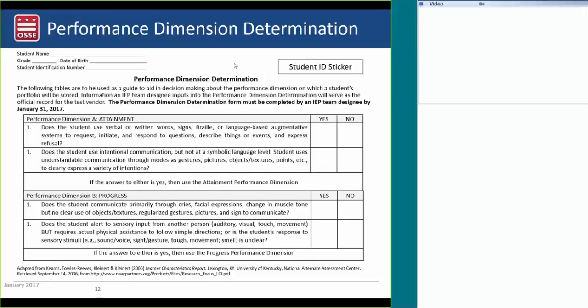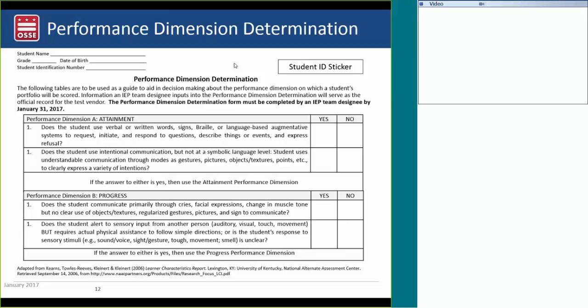For attainment, if your student uses verbal or written words or signs or braille or language-based augmentative systems to communicate with others, then you would check the box yes. If your student uses intentional communication but is not verbal, so they use pointing or gestures or eye gaze reliably, okay, and intentionally, and those are the two key words.